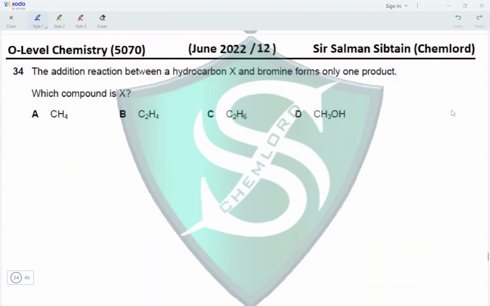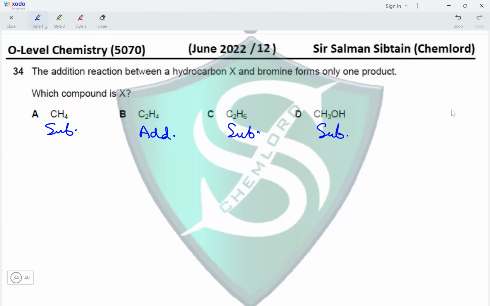Question 34. The addition reaction between hydrocarbon X and bromine forms only one product. Which compound is X? Okay, A is CH4. CH4 is an alkane. Alkane undergoes substitution reactions with bromine, not addition. B is ethene. Ethene undergoes addition reaction with bromine. C is C2H6. This is ethane. Ethane is again an alkane. It undergoes substitution reaction with benzene. And D is CH3OH, methanol. Methanol is an alcohol. Alcohol also undergoes substitution reactions with benzene.